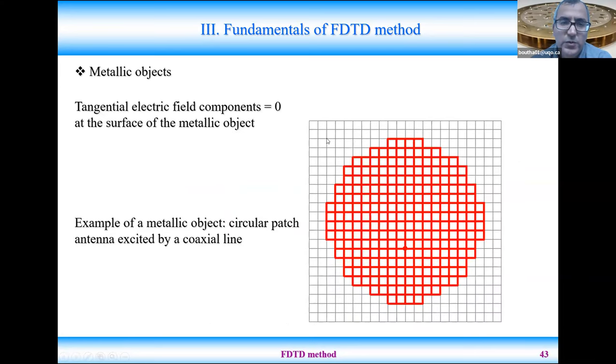If we want to model, for example, a circular patch, we can use what we call a staircase meshing, and this looks something like a circle. We will see in the next class how we can model it with more detail, using a submesh technique, to have a more accurate result for something that is of circular form.